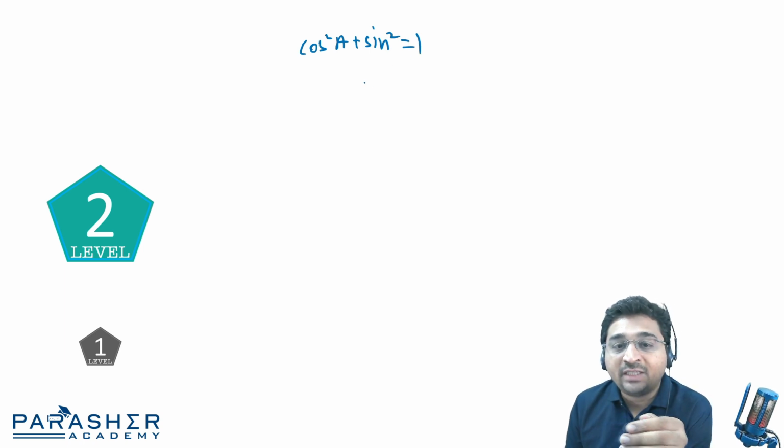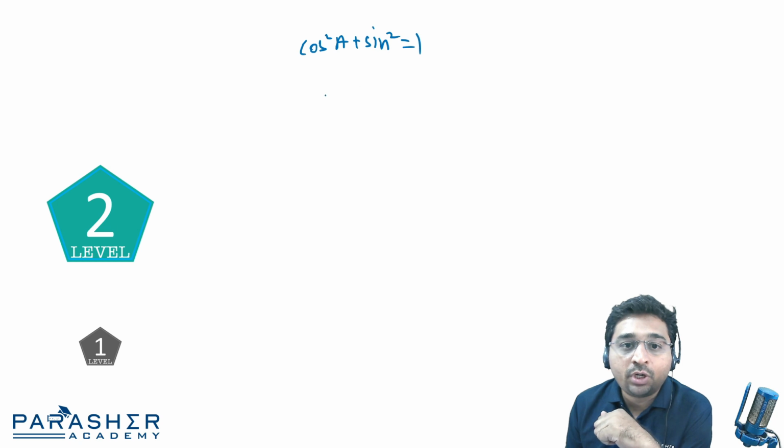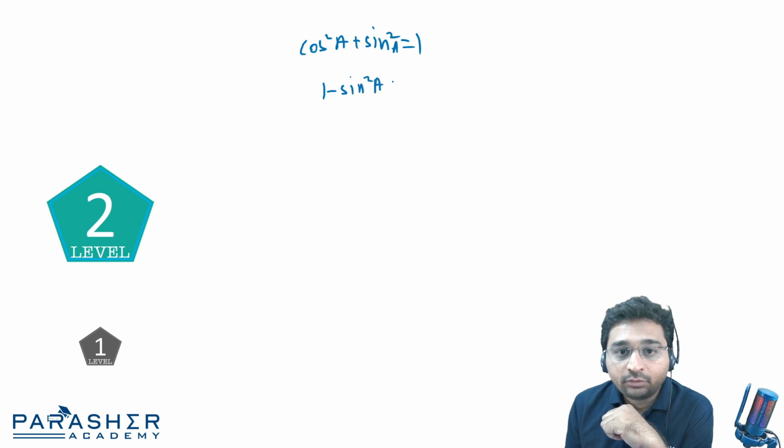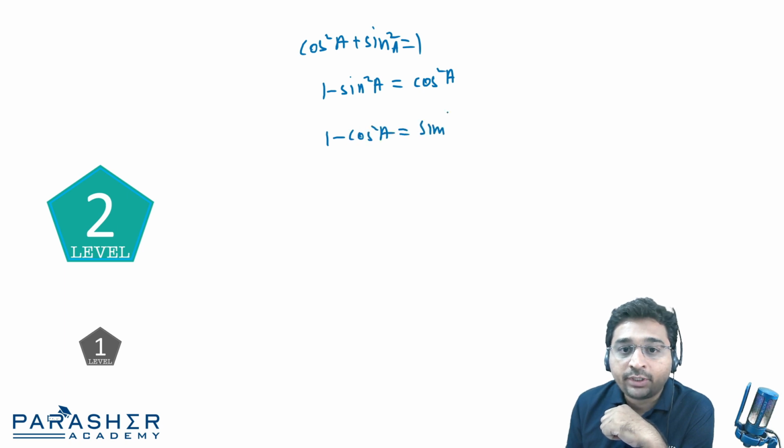Let's look at level 2. What is level 2? If cos square A plus sine square A equals 1, you need to also be familiar with the other variations of this identity. If I take sine square A to the other side, I get 1 minus sine square A equal to cos square A. Similarly, if I take cos square A to the other side, I get 1 minus cos square A equal to sine square A. Knowing this is level 2.